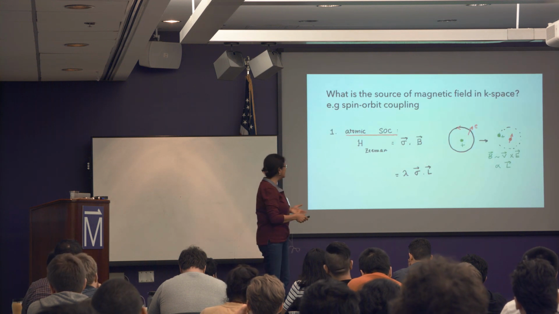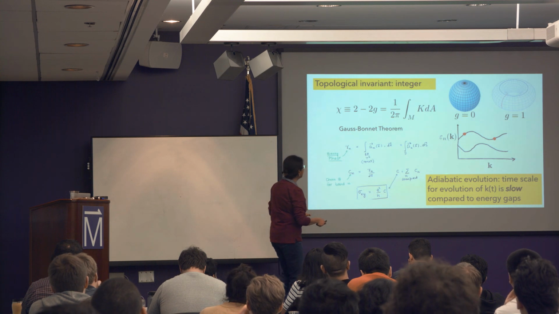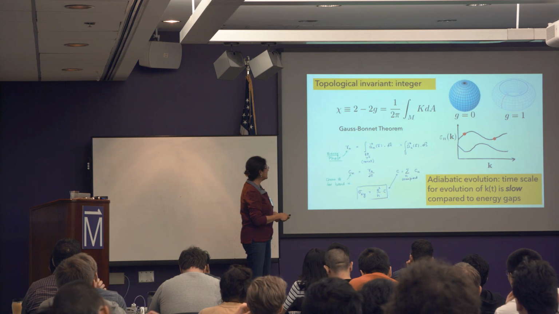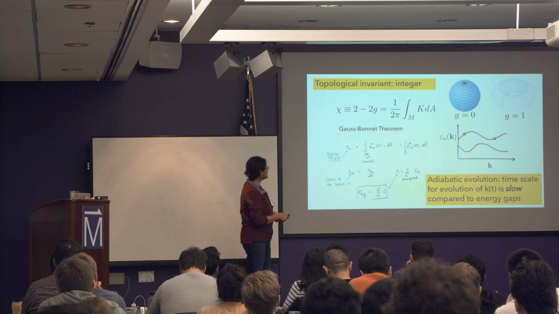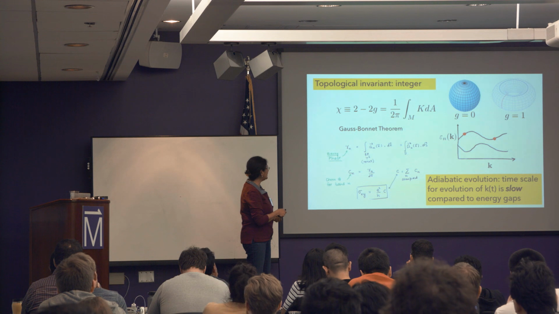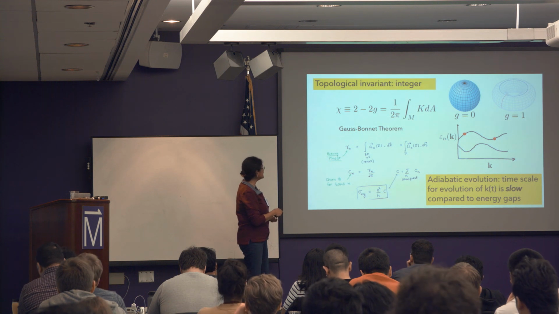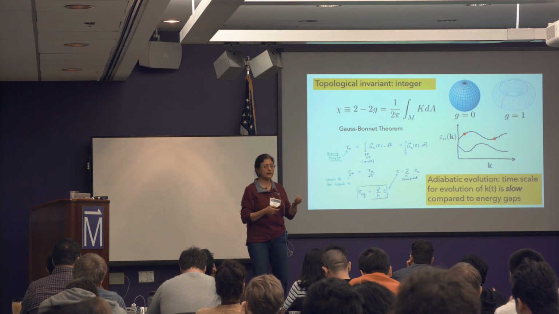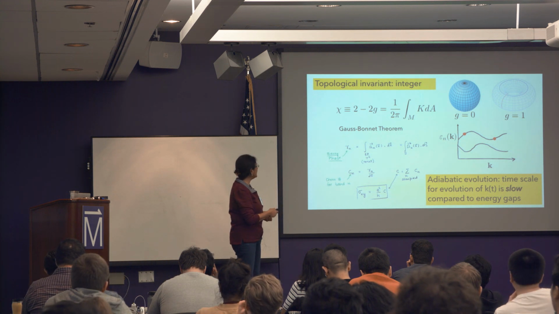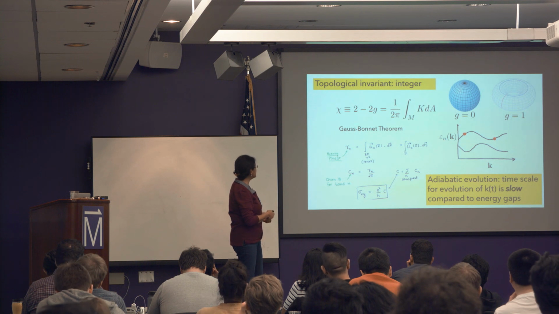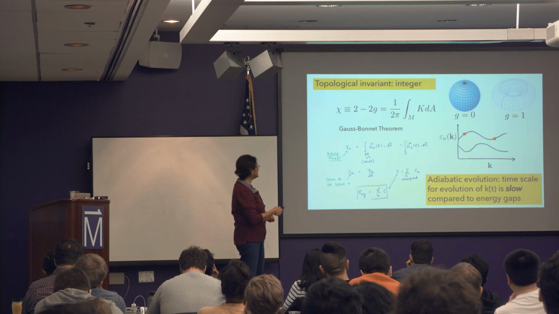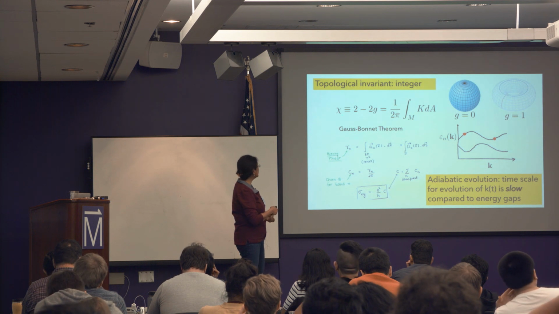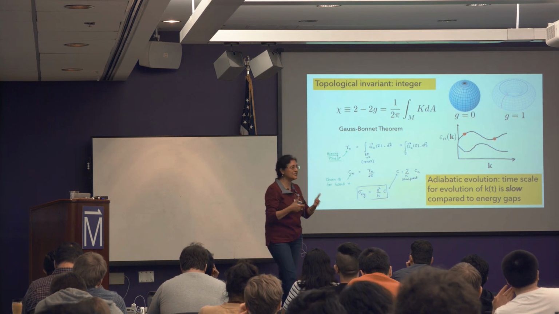And only under this adiabatic evolution, then, can you look at the motion across the entire Brillouin zone, evaluate this integral, which gives us the total Berry phase, and that's the quantity that has the information about the topology. And it's very closely related to the Gauss-Bonnet theorem, where you're essentially integrating the curvature over the entire surface area, and the result is that you get integers.